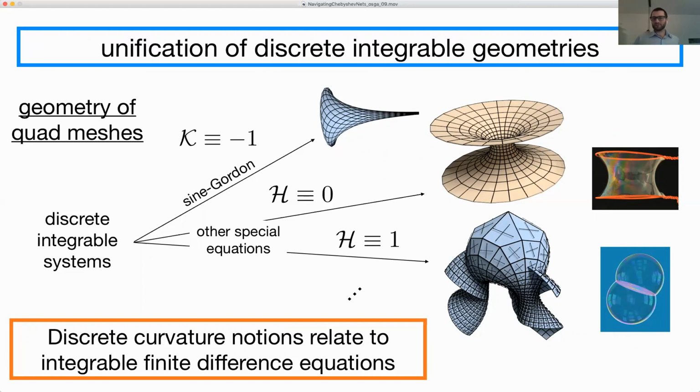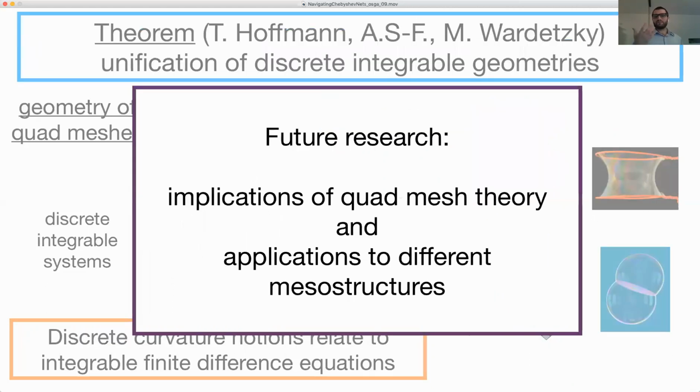But the theory itself that we built really is purely geometric, and the hope is that we can use this quad mesh theory to help us better understand applications to a variety of different mesostructures, more than just the discrete Chebyshev nets we saw in this talk.